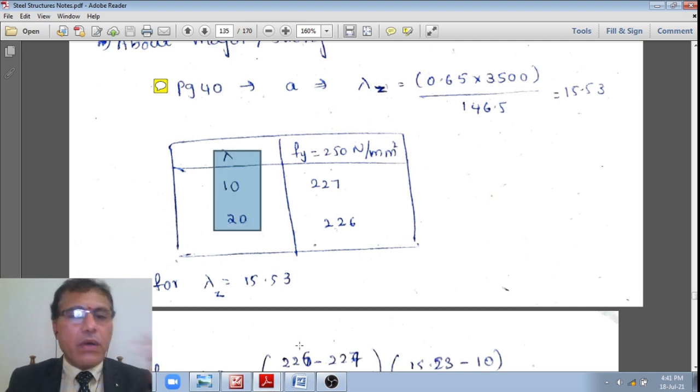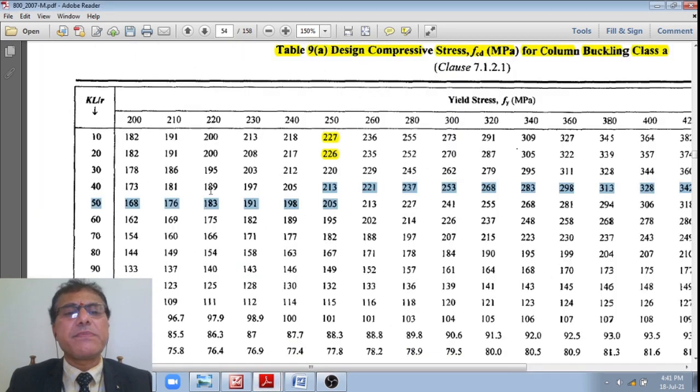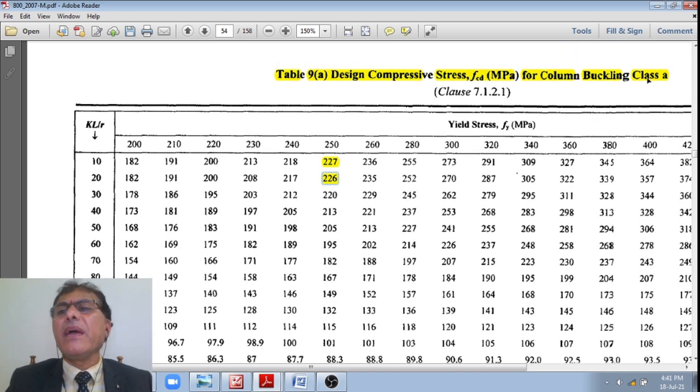Now, for 10, what is that value, and for 20, what is that value from table 9A? These are respectively, you please see, in table 9A, because about major axis it is buckling class A. Therefore, for Fe 250 grade steel, for slenderness ratio 10, FCD is 227, and for lambda equal to 20, the FCD value is equal to 226.